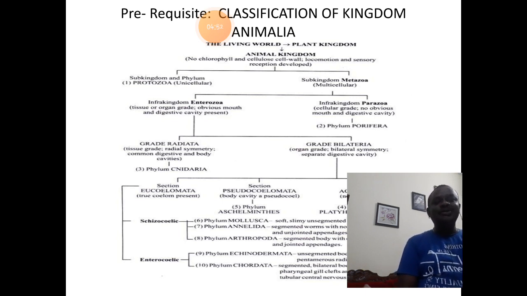Kingdom Animalia includes varieties of animals varying in sizes from small to large. This group of organisms exhibit self-movement, which we call locomotion. And these organisms also have well-developed sensory reception activities.